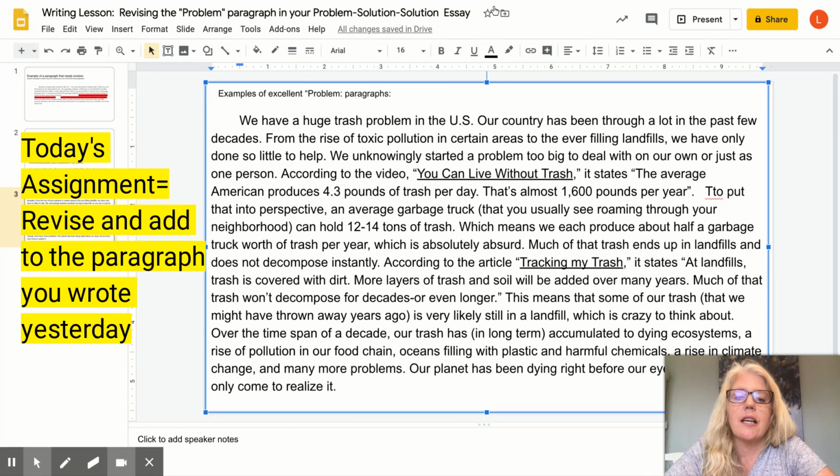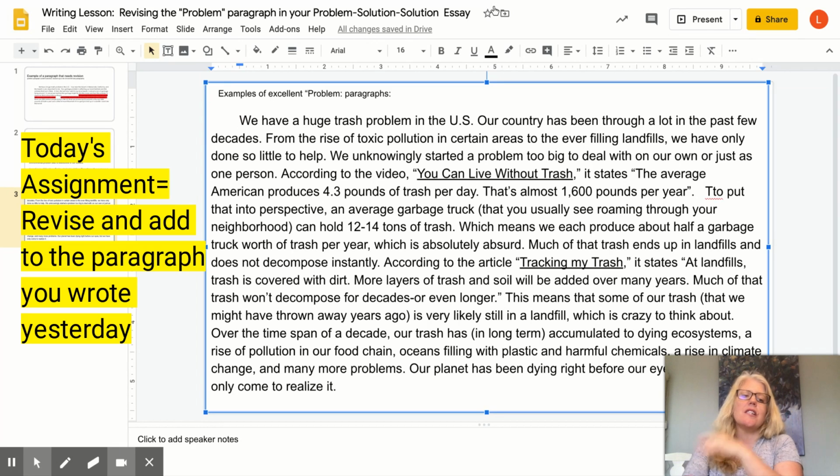Over the span of a decade, our trash has, in long term, accumulated to dying ecosystems. I might change this to caused dying ecosystems, a rise of pollution in our food chain, oceans being filled with plastic and harmful chemicals, a rise in climate change, and many more problems. Our planet has been dying right before our eyes, and I can't see the words underneath it, but we've only now come to realize it.